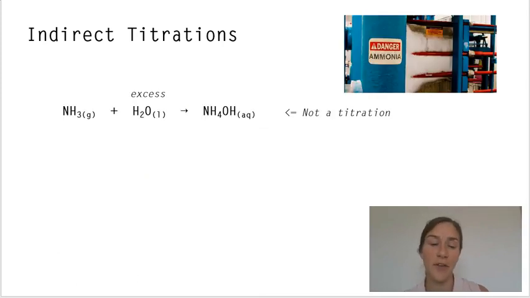Now, an example of this would be determining the exact concentration of ammonia in an air sample. So ammonia is a gas, so we can't undergo a titration with a gas. So what we do is we react that ammonia with an excess volume of water. That's really important so that we make sure that the ammonia is the limiting reagent. And we produce ammonium hydroxide. So again, this first step is not the titration.